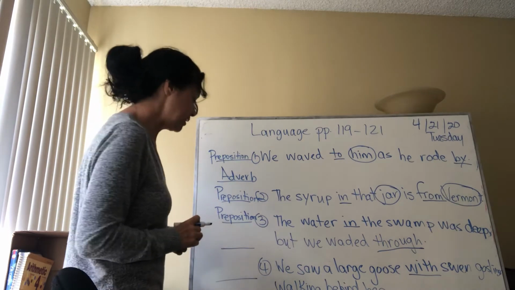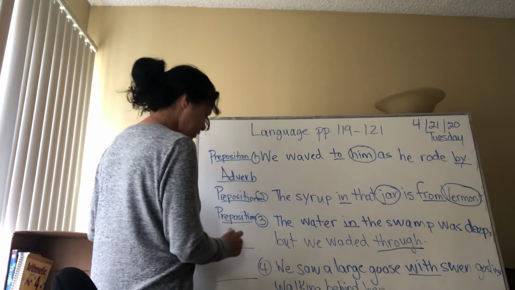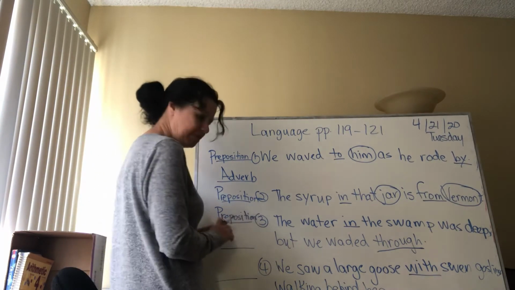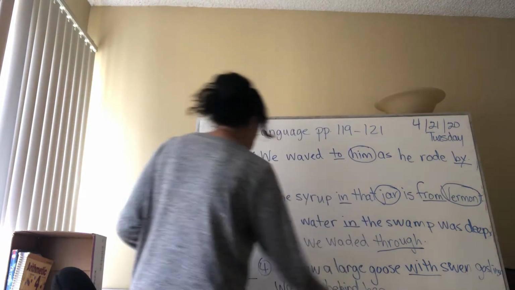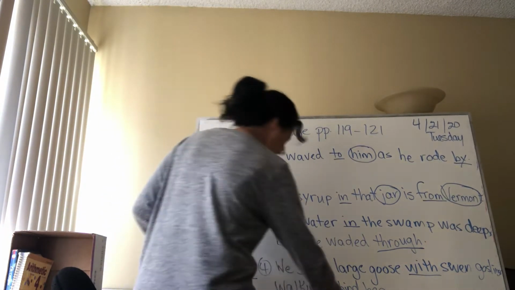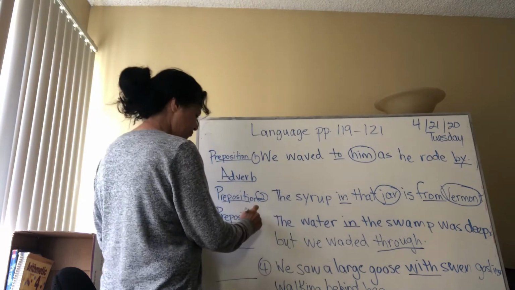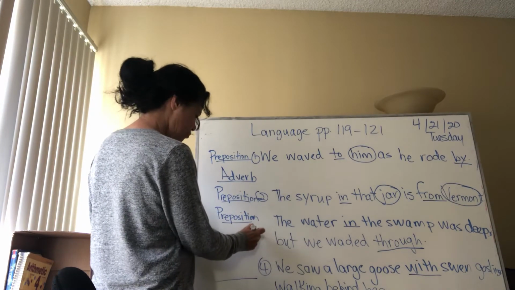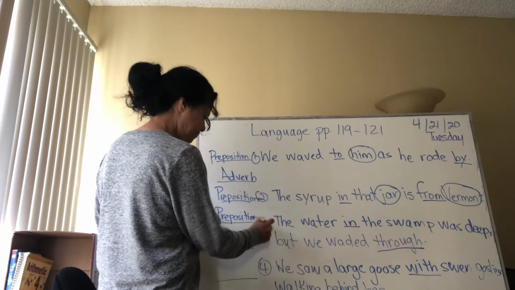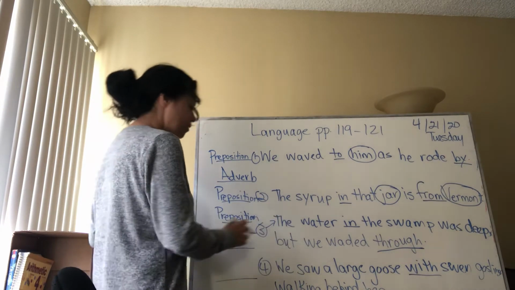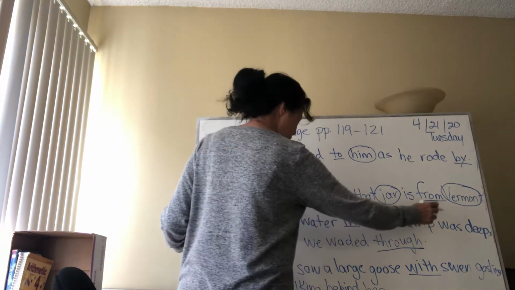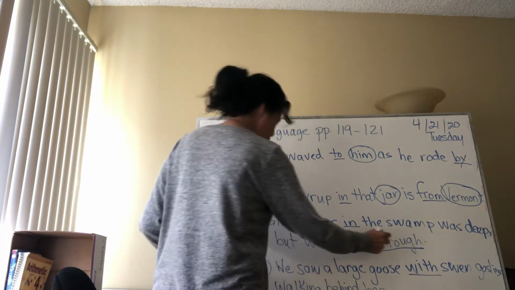Let's look at number 3. Oh, I'm sorry. I should have put, this is part, let me erase this. Let me make this a little clearer. Got ahead of myself here. These are both for number 2, and these will make these lines for number 3. Okay? So, the water in the swamp was deep, but we waded through.